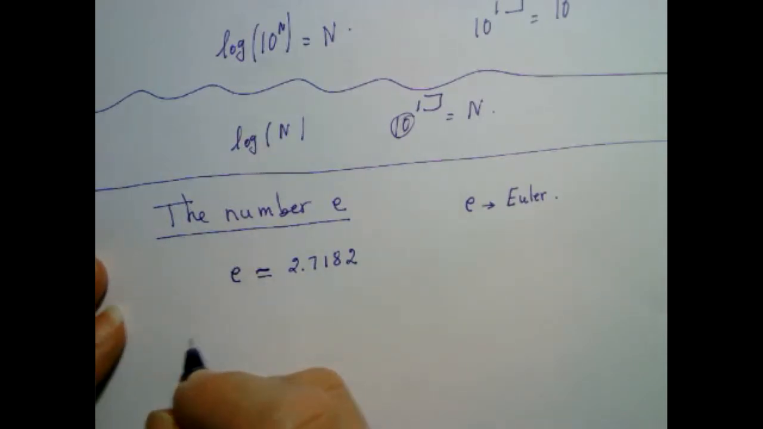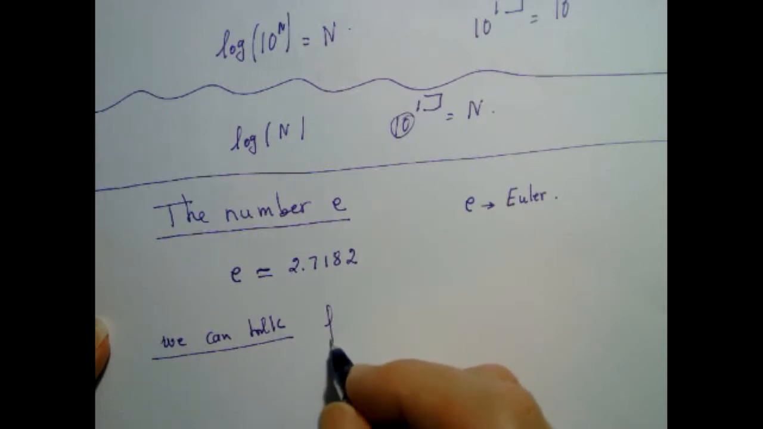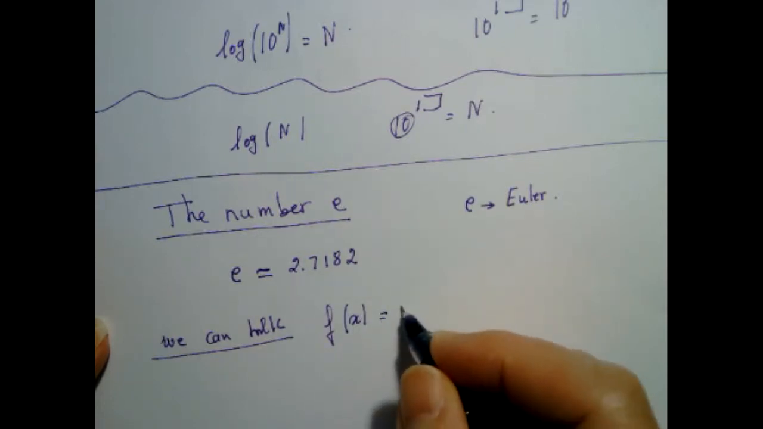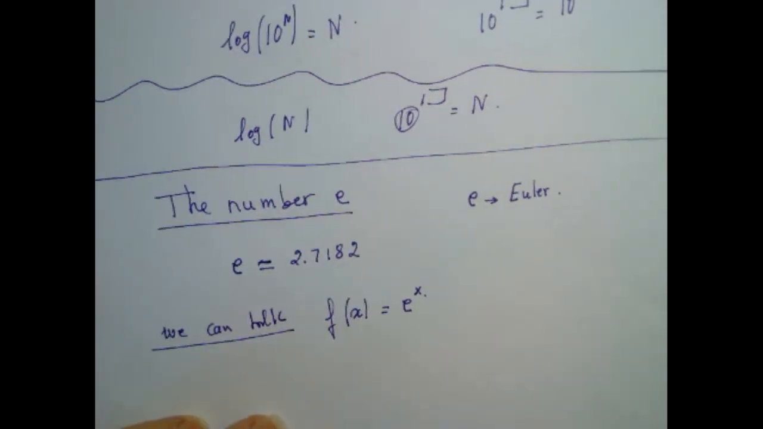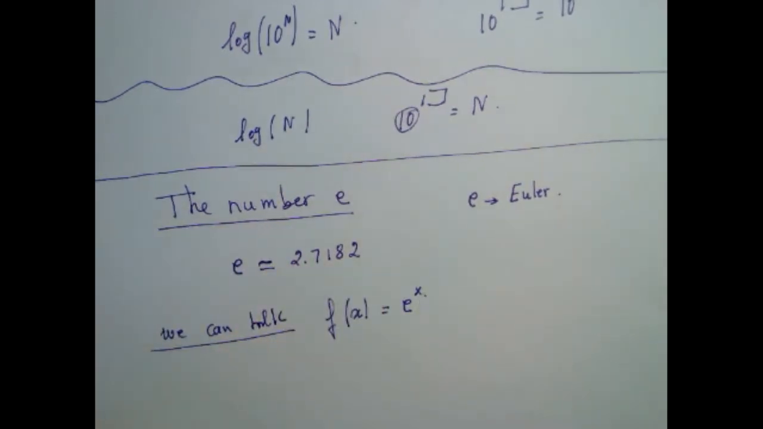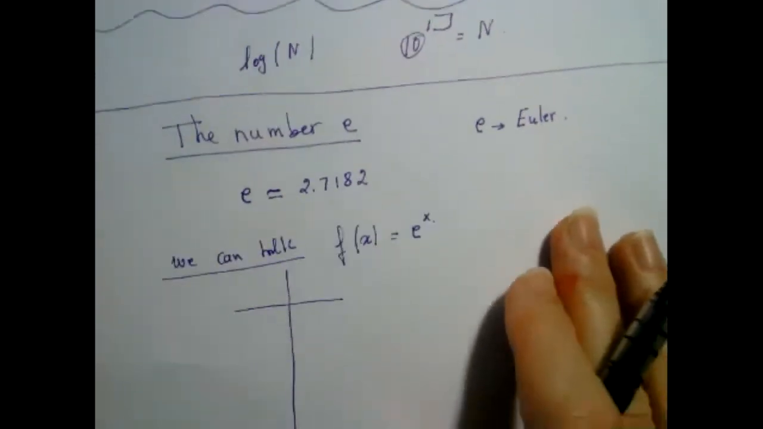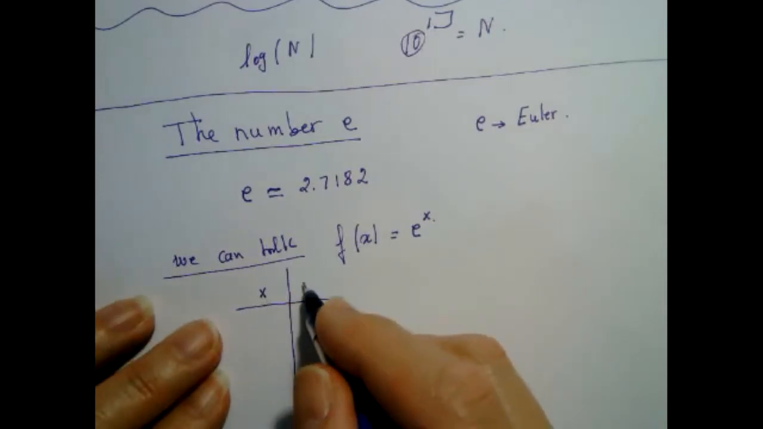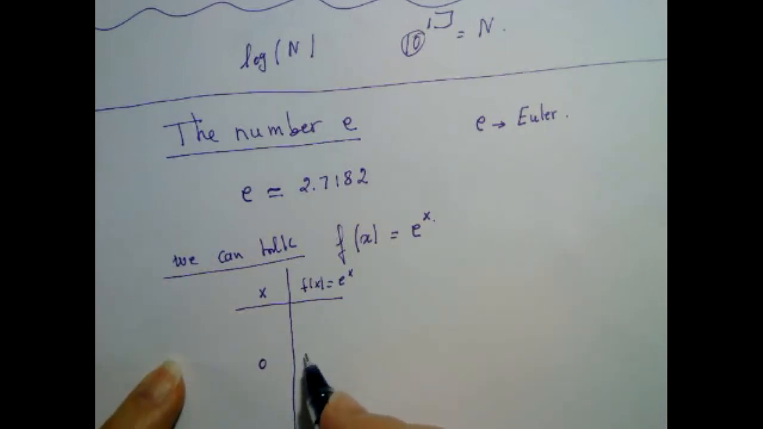So we can talk about a function f of x equal to e to the x, which is usually called the exponential function. So e to the x is a function where e is this number and x is the variable. Let us evaluate some values just to make you feel that e is a number, no more than that. So at 0, e to the 0 is 1.